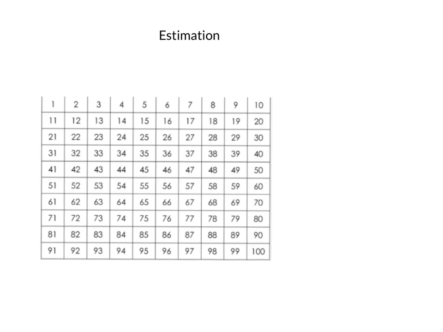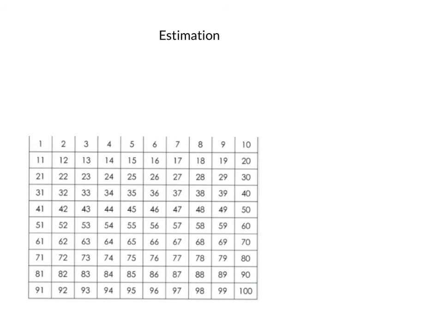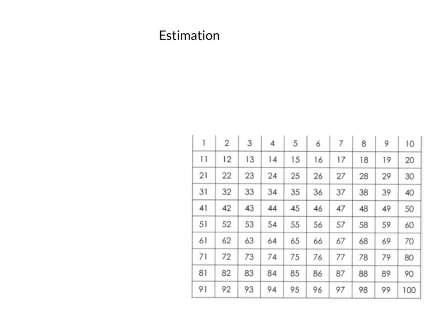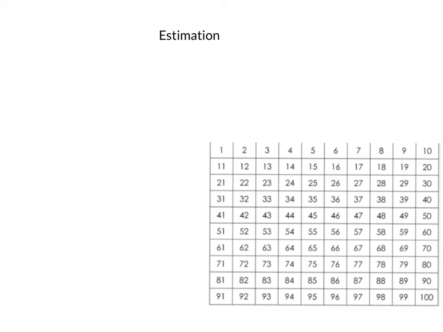But we take these numbers, we find the rounded number, and then we get an answer. Hopefully that answer is within 10 numbers of our actual answer, because if we're rounding to the tens place, we want our number to be within 10.